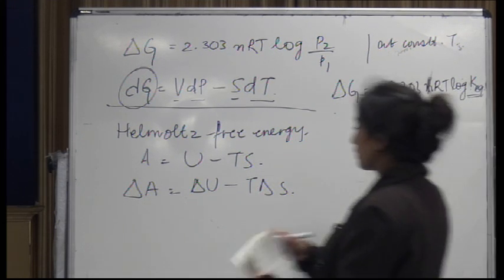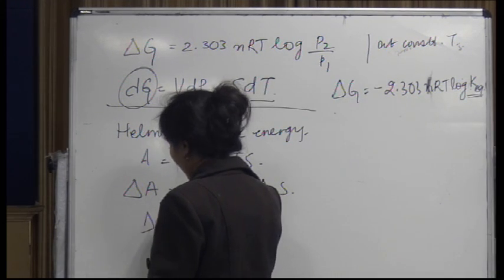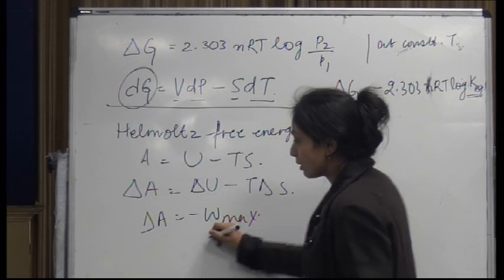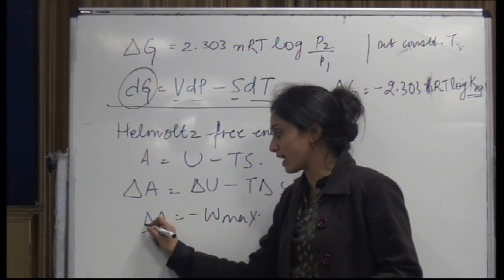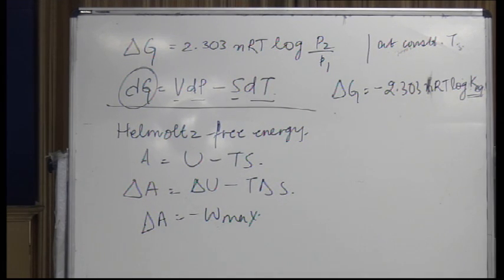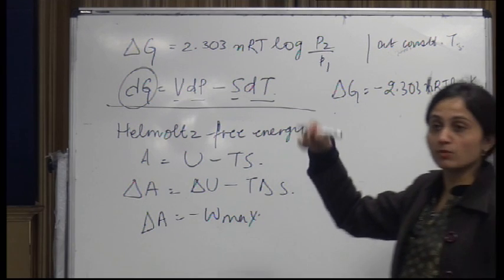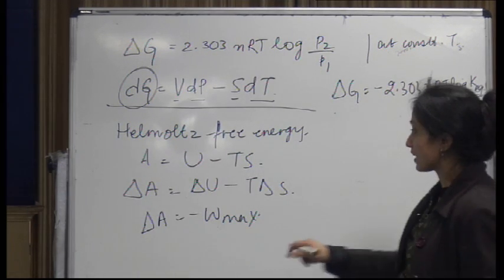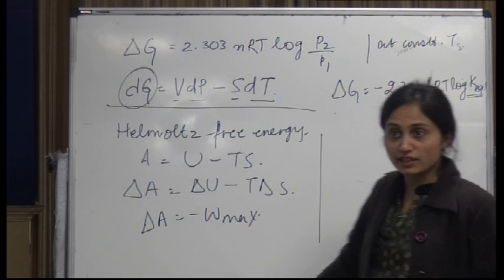And remember that this delta A will be equal to minus of W max. The maximum work that can be done in a reversible process, the negative of that will be equal to your change in Helmholtz free energy. For your delta G, it was equal to minus T delta S total. That was also a relationship that I had given. So these three relationships are important.